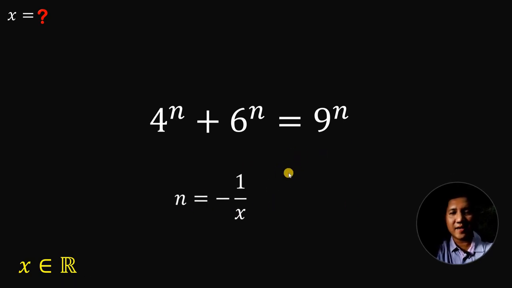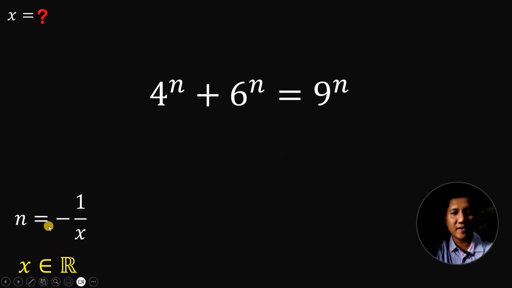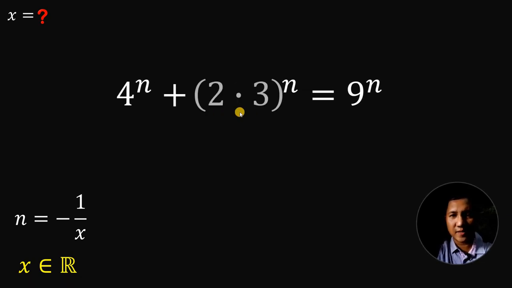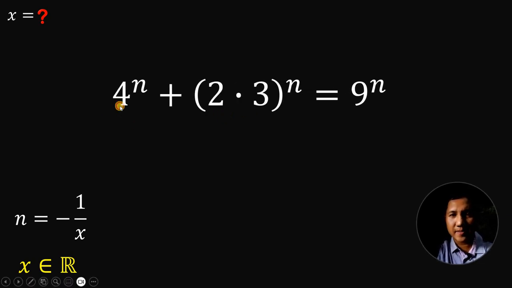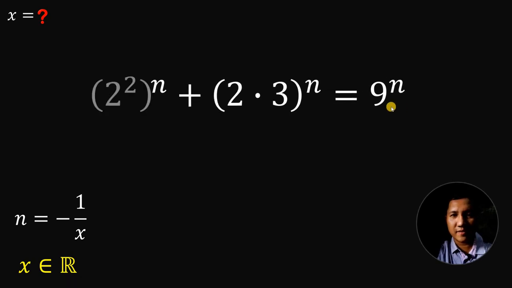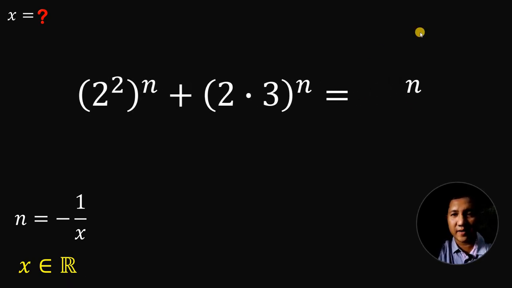So now, let's set aside this substitution, but take note that n is equivalent to negative 1 over x. We will use this later on. Now, let's focus on this equation. First thing to take note of here is this 6, because this 6 is just 2 times 3. Why do we do that? Because this 4 is just 2 squared, and this 9 is 3 squared.